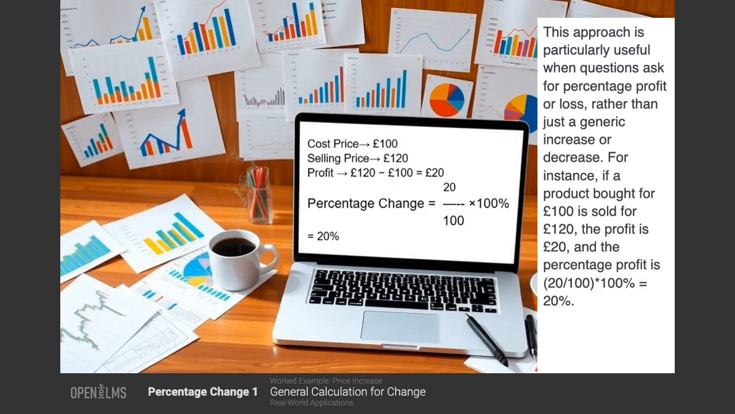This approach is particularly useful when questions ask for percentage profit or loss, rather than just a generic increase or decrease. For instance, if a product bought for £100 is sold for £120, the profit is £20, and the percentage profit is 20 over 100 times 100% equals 20%.